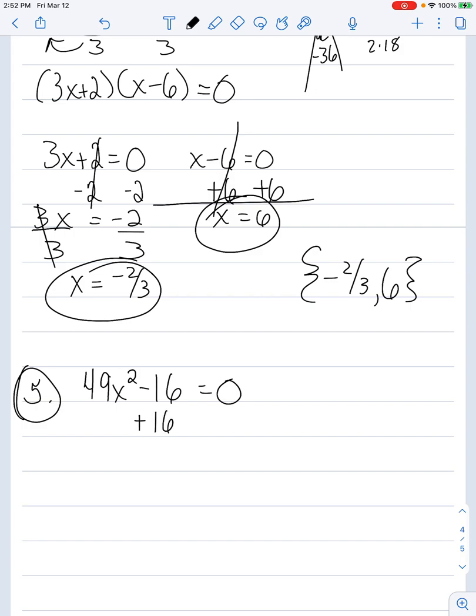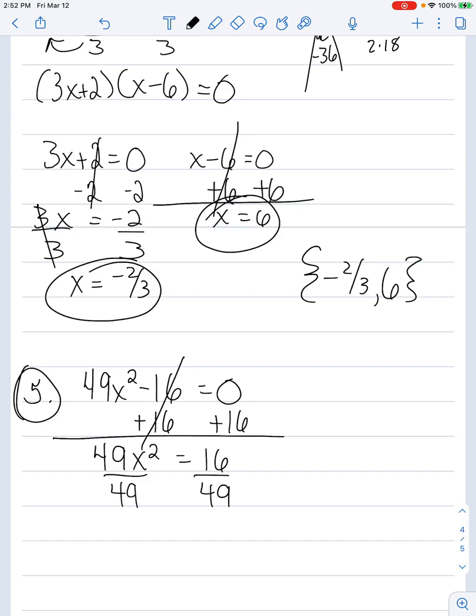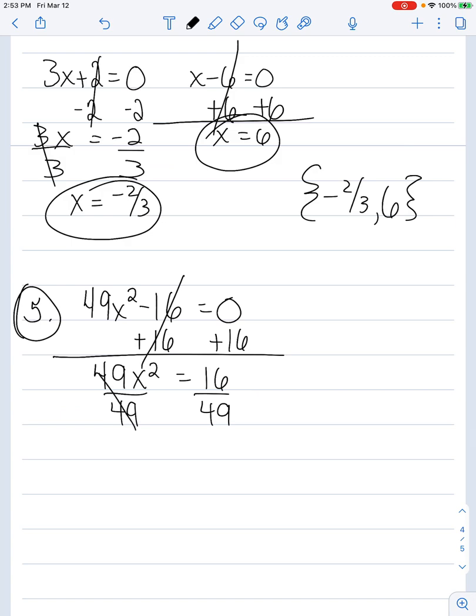The first thing I want to do is add 16 to both sides. So I'm going to get 49x squared equals 16. Now I'm going to divide both sides by 49. I know I haven't taken the square root yet, but just watch, I will. So I have x squared equals 16 over 49. Watch this. I'm going to take the square root of both sides because the opposite of square is square root.